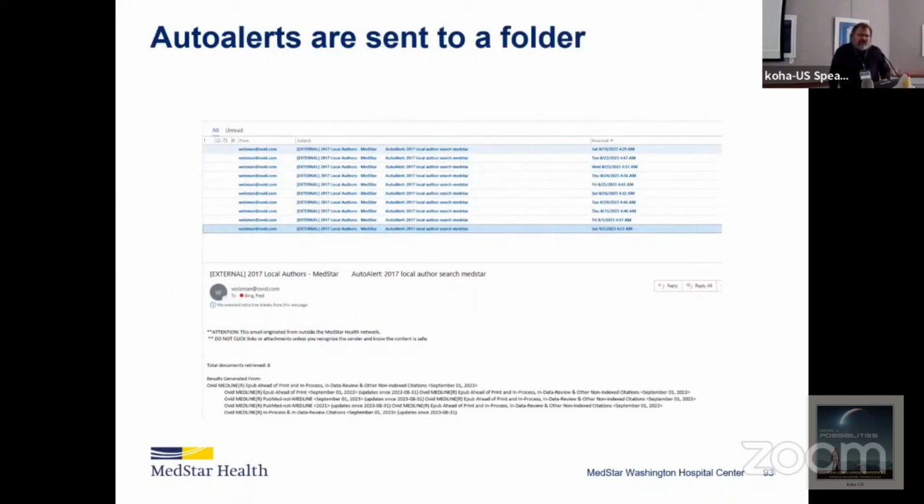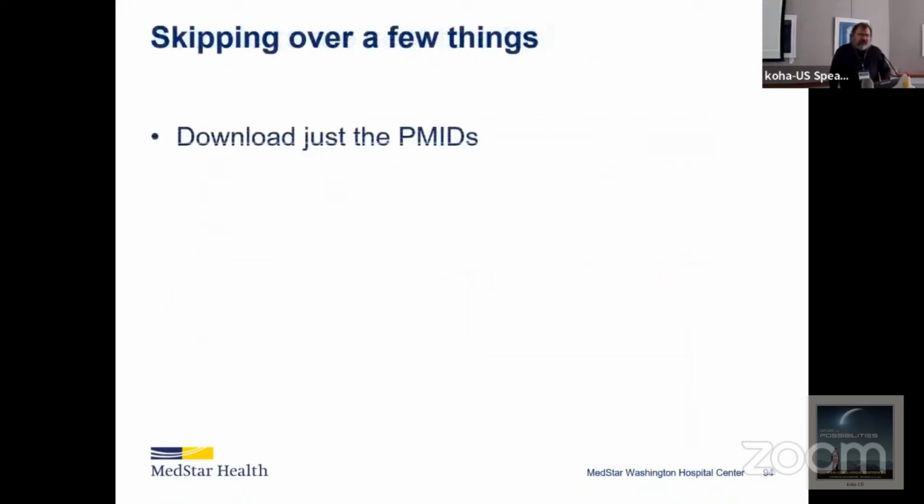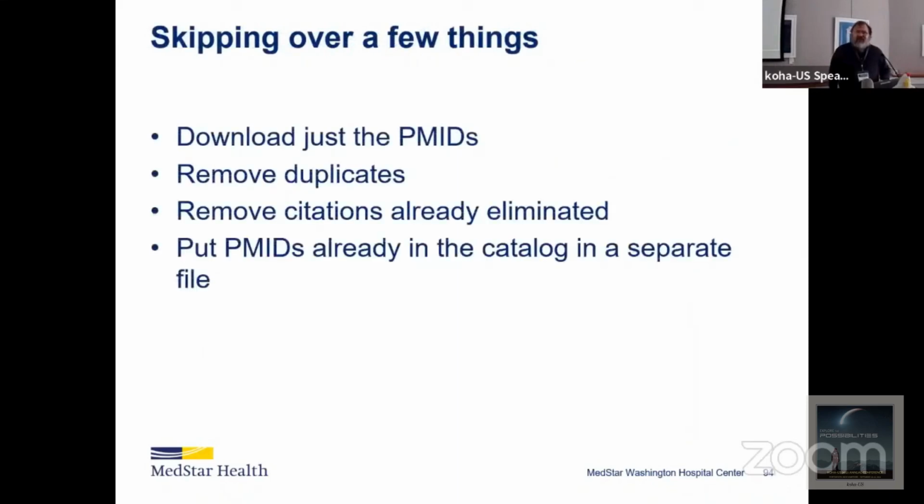I have an auto alert that goes to a folder. I'm going to skip over a few things. If you were a medical librarian audience, get a little more specific, download just the PMIDs. There are a lot of duplicates. Here comes Nick. Good. Remove duplicates can be done really nicely in Excel. There's a function to remove duplicates in the column.